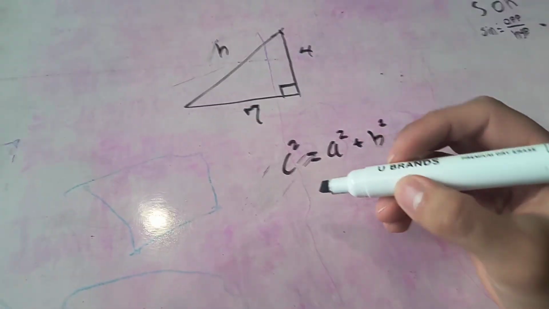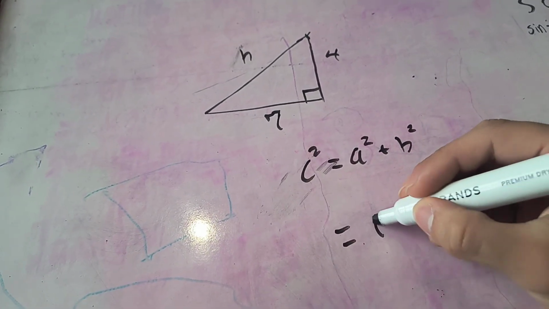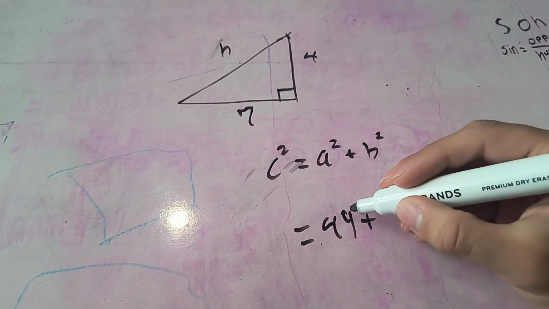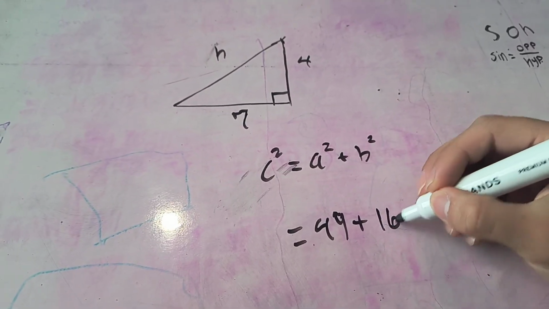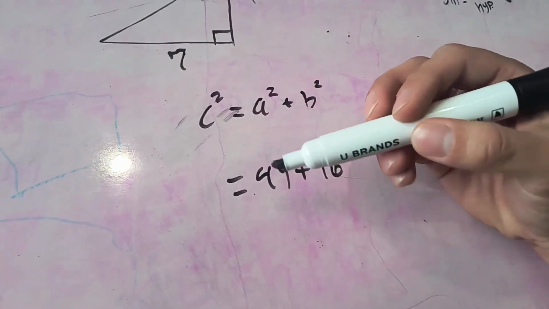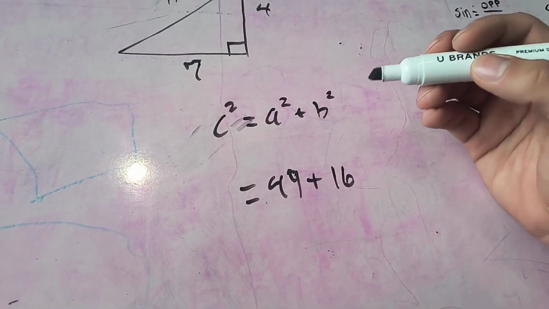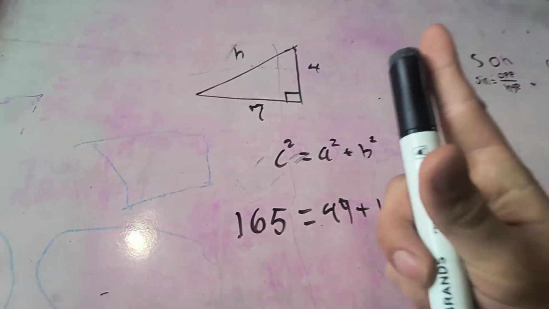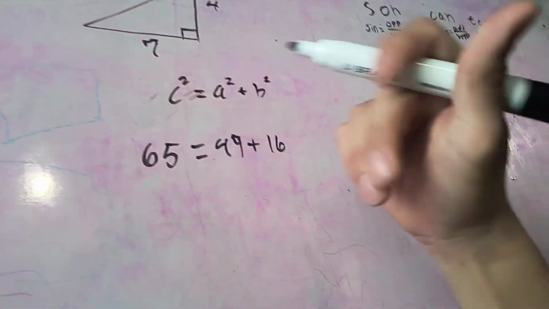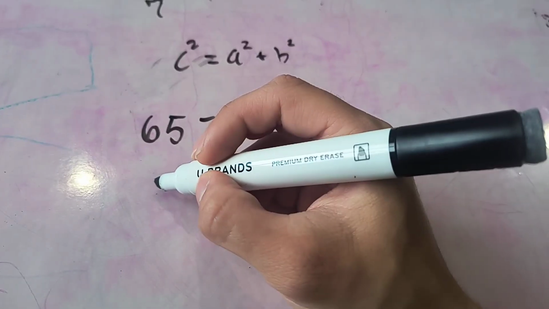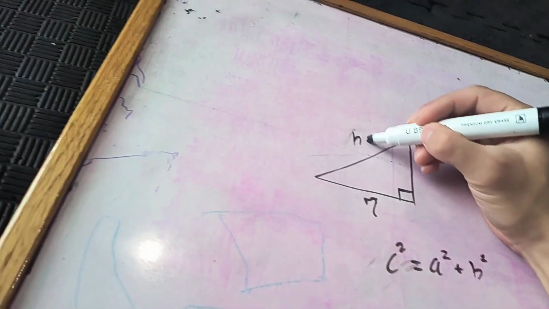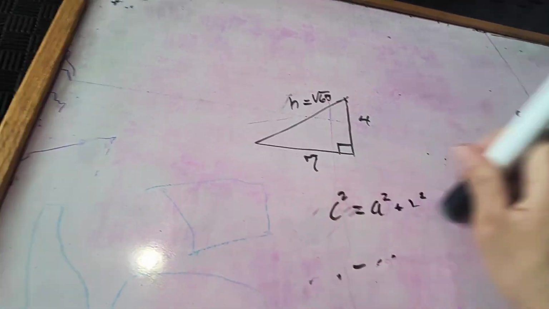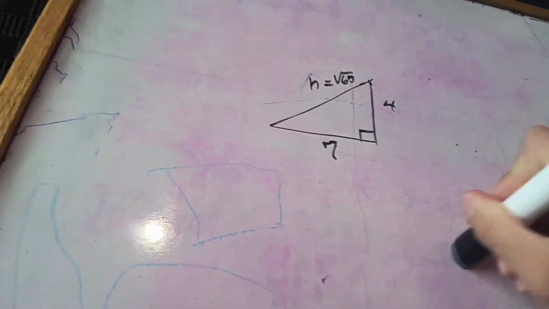7 squared is 49. 4 squared is 16. Add those up. That is 65, I believe. So 65. And so if we take the square root, then h will be equal to square root of 65. There we go. So we found the hypotenuse, square root of 65.